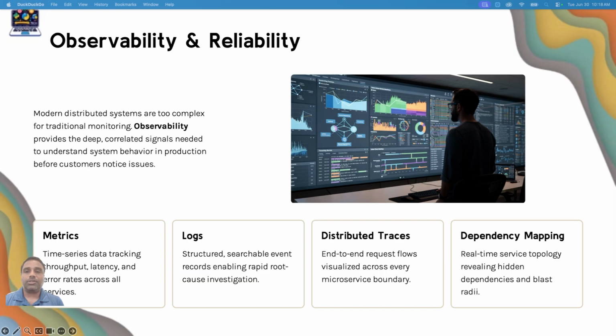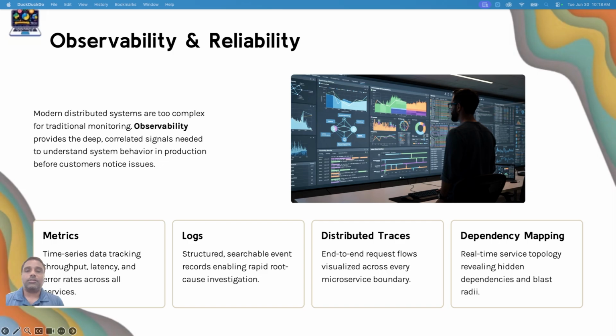There are 4 pillars underneath this key monitoring and observability reliability platform. Metrics: time series data tracking throughput, latency, and error rates across all services. Logs: structured, searchable events that enable rapid root cause investigation, so that you don't have to spend too much time trying to find which logs are stored where. Capturing the logs ahead of time will speed up the triaging of issues.